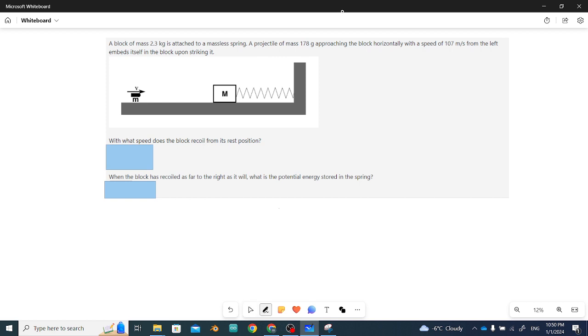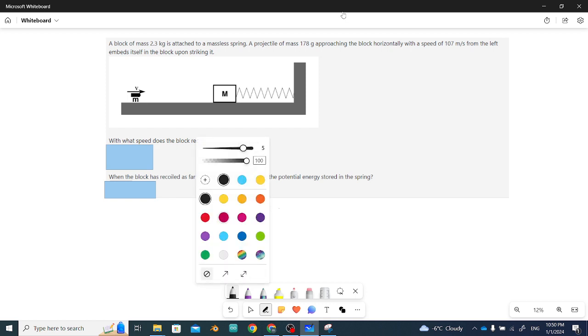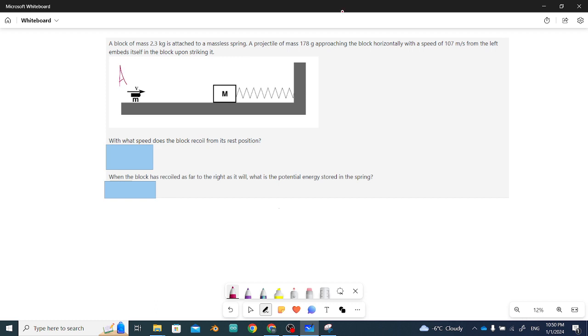So to begin, I'm going to designate different points in time. So we have point A, point B, and point C. Point A is when the bullet is just traveling through the air. Point B is right at the point of collision. And point C is when the block has recoiled as far as it can.